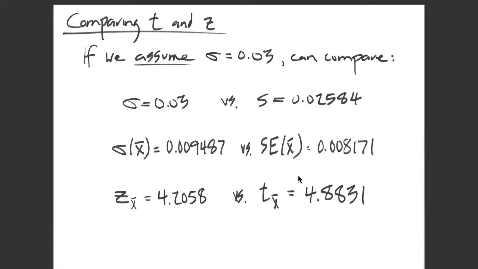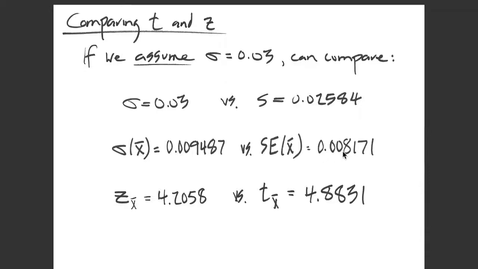We can compare the t and the z-scores if we make an assumption about the standard deviation. And this is what we did in our very first video for confidence intervals. We had assumed for this very data set that sigma was 0.03. So if we compare that assumption to the sample standard deviation in the data, we see that they're fairly close, but not the same. Now, under the assumption that sigma is 0.03, the standard deviation of x bar is this value, 0.009487. We can compare that to the standard error of x bar, which is our estimate for the standard deviation of x bar. And it's slightly different, right?